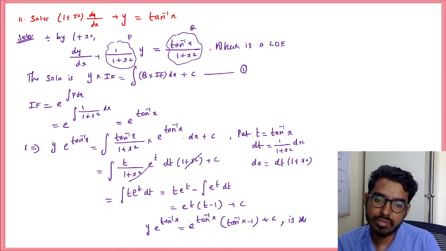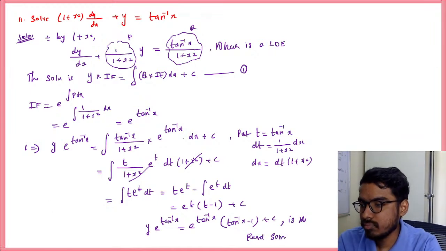If you are cancelling, you just have to write this as c divided by e power tan inverse of x, and then you can cancel it out, right? The required solution. So we move on to the 12th problem.